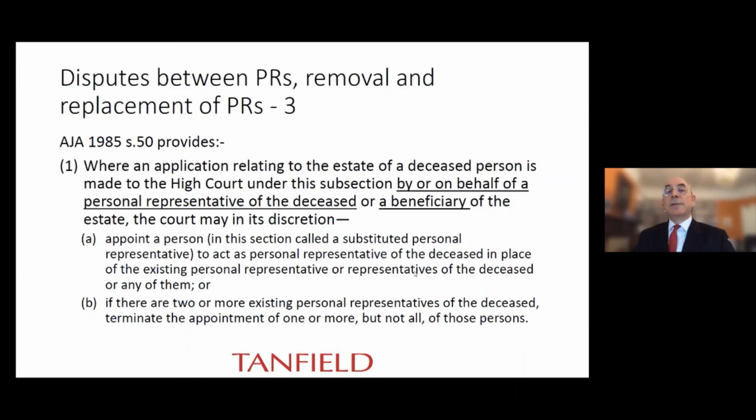Section 50 of the Administration of Justice Act 1985 is somewhat broader, and this provides that where an application relating to the estate of a deceased person is made to the High Court under this subsection, or by or on behalf of a personal representative of the deceased, or by a beneficiary of the estate, the court may in its discretion appoint a person, in this section called a substituted personal representative, to act as personal representative of the deceased in place of the existing personal representative or representatives of the deceased, or any of them, or if there are two or more existing personal representatives of the deceased, it may terminate the appointment of one or more but not all of those persons. Could I have the next slide, please?